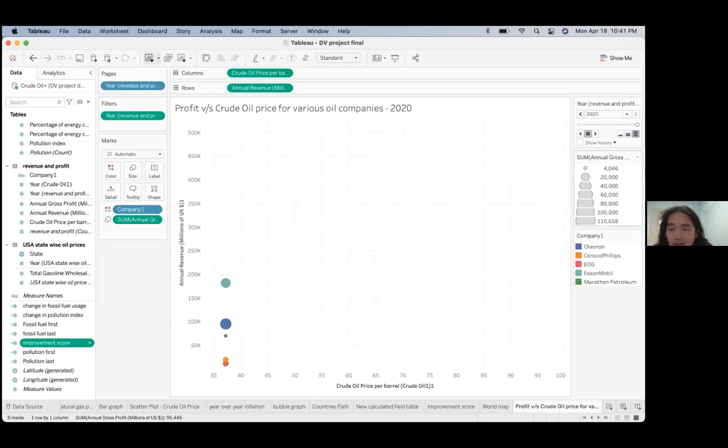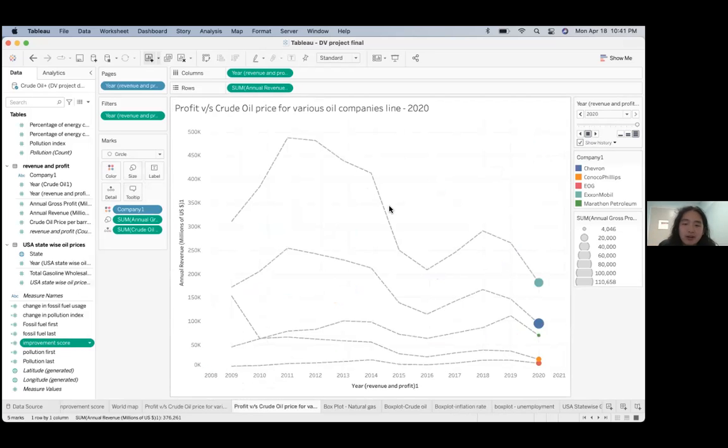This one is for Chevron and the other main gas and oil companies, showing how their prices are increasing and decreasing at the same time. When the value increases the bubble gets bigger, and when it decreases the bubble gets smaller. Next.